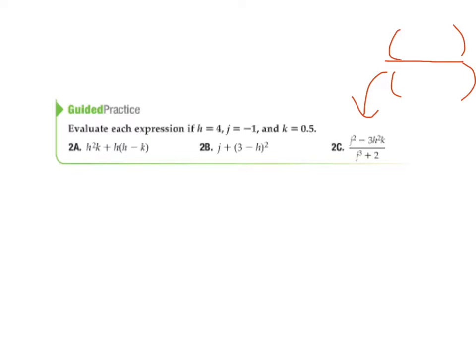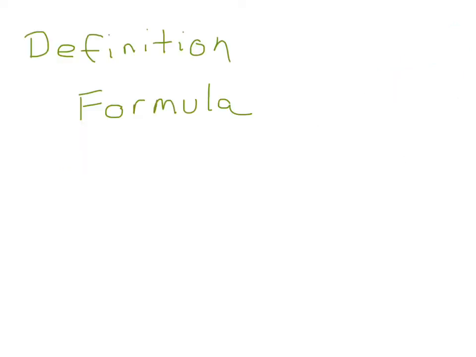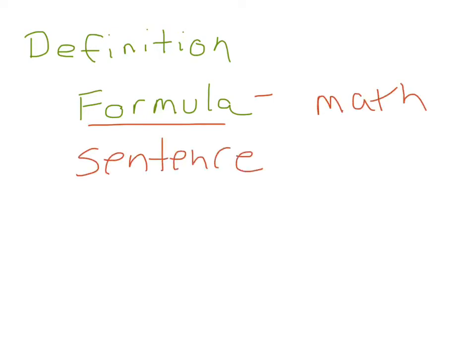Let's move on, and before we get to our third and final example, we need one more definition. We're going to define formula. A formula is a mathematical sentence, so it's a math sentence, that expresses the relationship, writing the keywords here, the relationship between certain quantities to help you find a specific value.